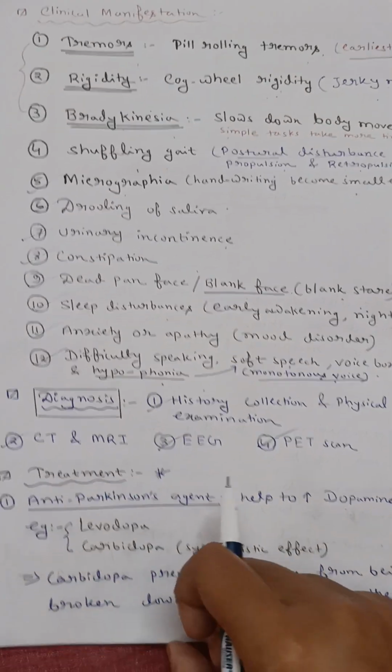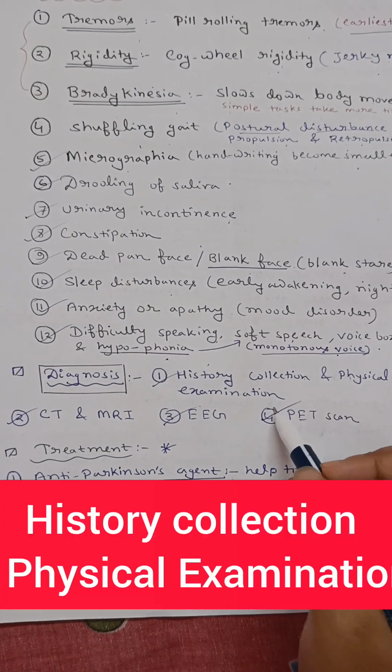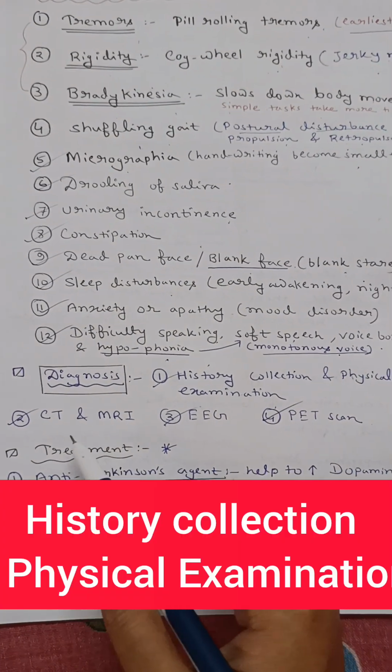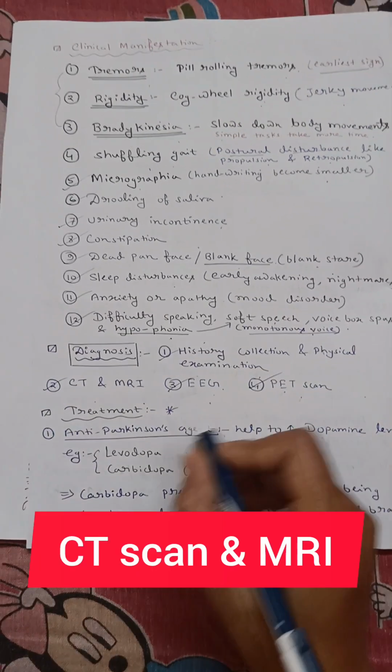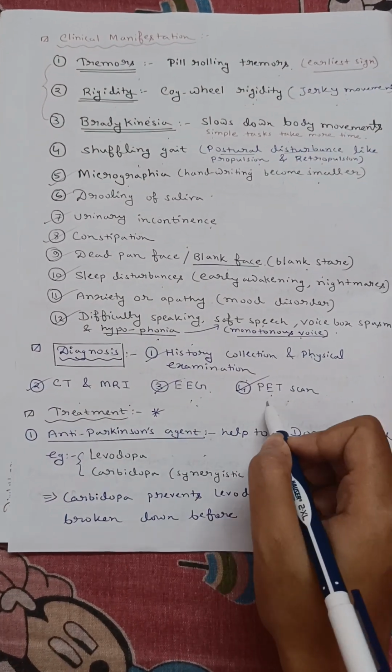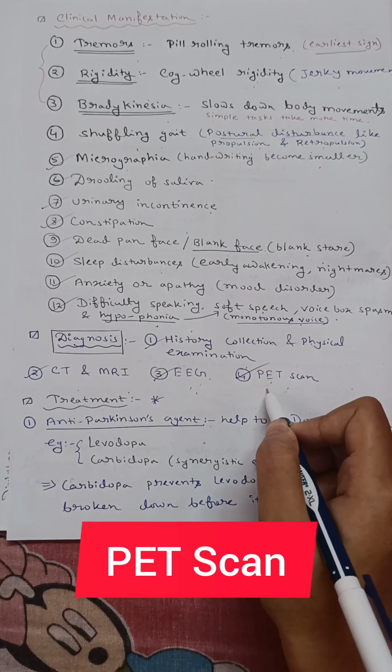Then how to diagnose? Firstly, history collection and physical examination are a must. Then CT scan and MRI. Then electroencephalogram and the positron emission tomography scan or the PET scan.